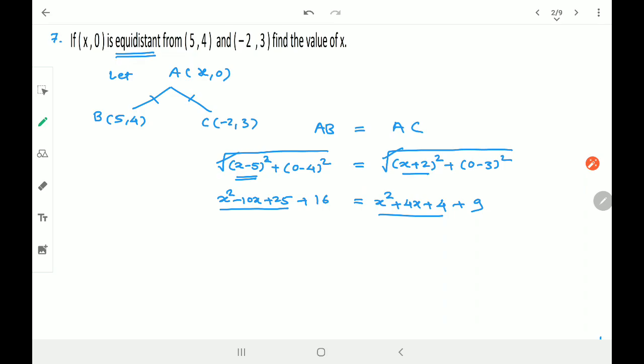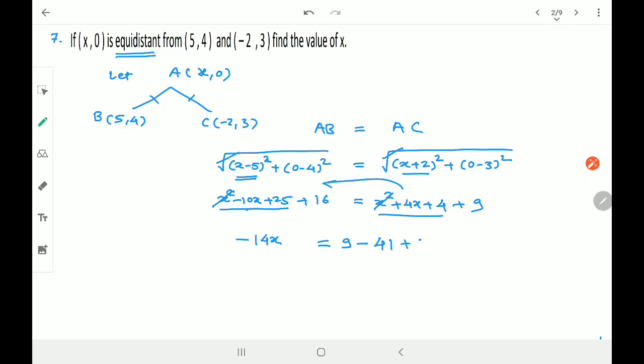Now we got a simple equation. May be quadratic, may not be quadratic. But one thing is true, that x square can get cancelled. So it is not going to be quadratic anymore. I can shift this 4x to the other side. I get minus 14x. Look, minus 10x minus 4x is minus 14x, equals 9 minus 25 plus 16, which is minus 41 in the end. I hope you understand.